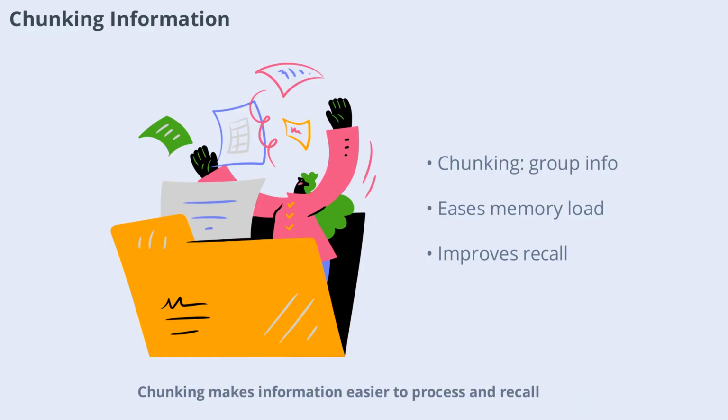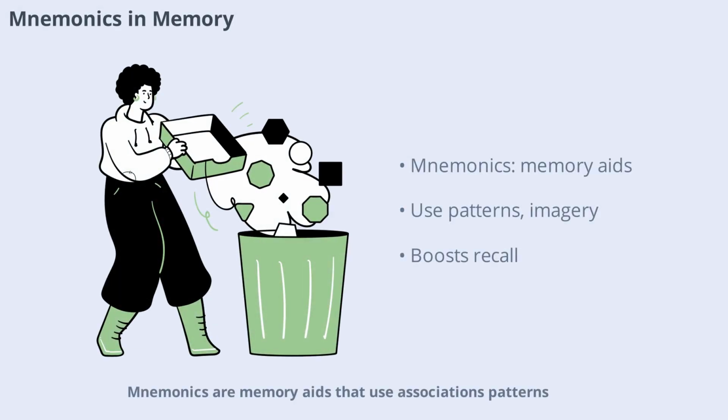Chunking makes information easier to process and recall, and it's widely used in teaching and learning. By organizing material into chunks, learners can handle more complex information with less effort. Mnemonics are memory aids that use associations, patterns, or imagery to help remember information. Common examples include acronyms, rhymes, and visualization techniques.